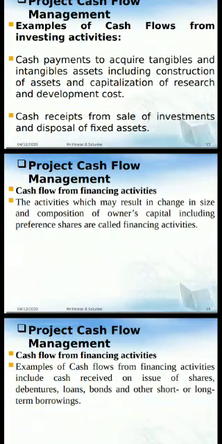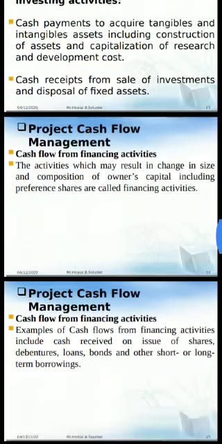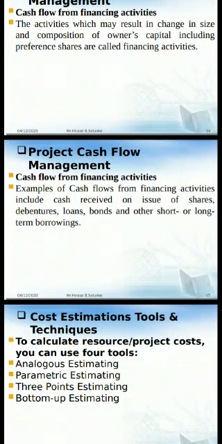Now next one is cash flow management through financial activity. The activities which may result in a change in size and composition of owner's capital, including preference shares, are called financial activities. The examples of cash flow from financial activities include cash received on issue of shares, debentures, loans, bonds, and other short or long-term borrowing. Okay, this is for cash flow management. In next, we are going to discuss cost estimation tools and techniques. Thank you.